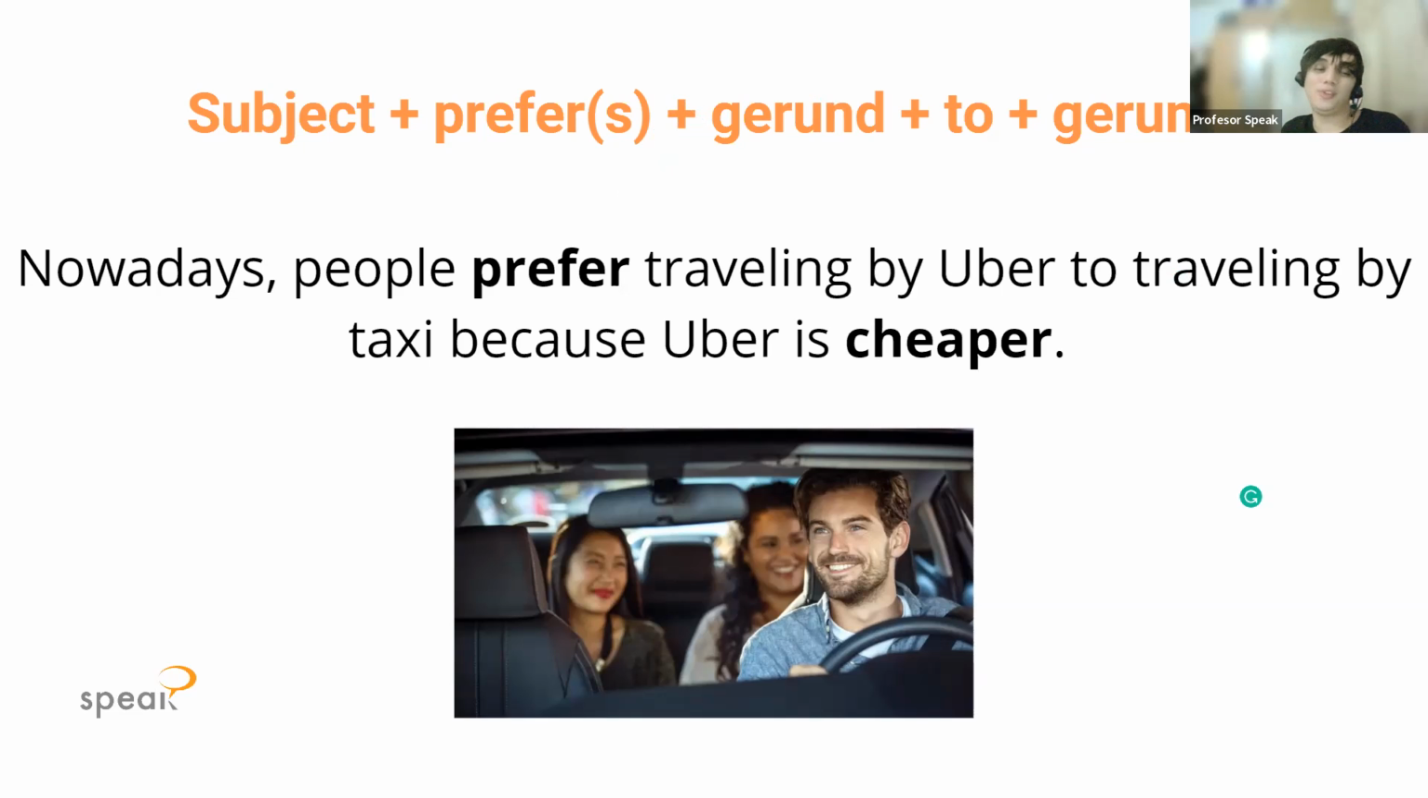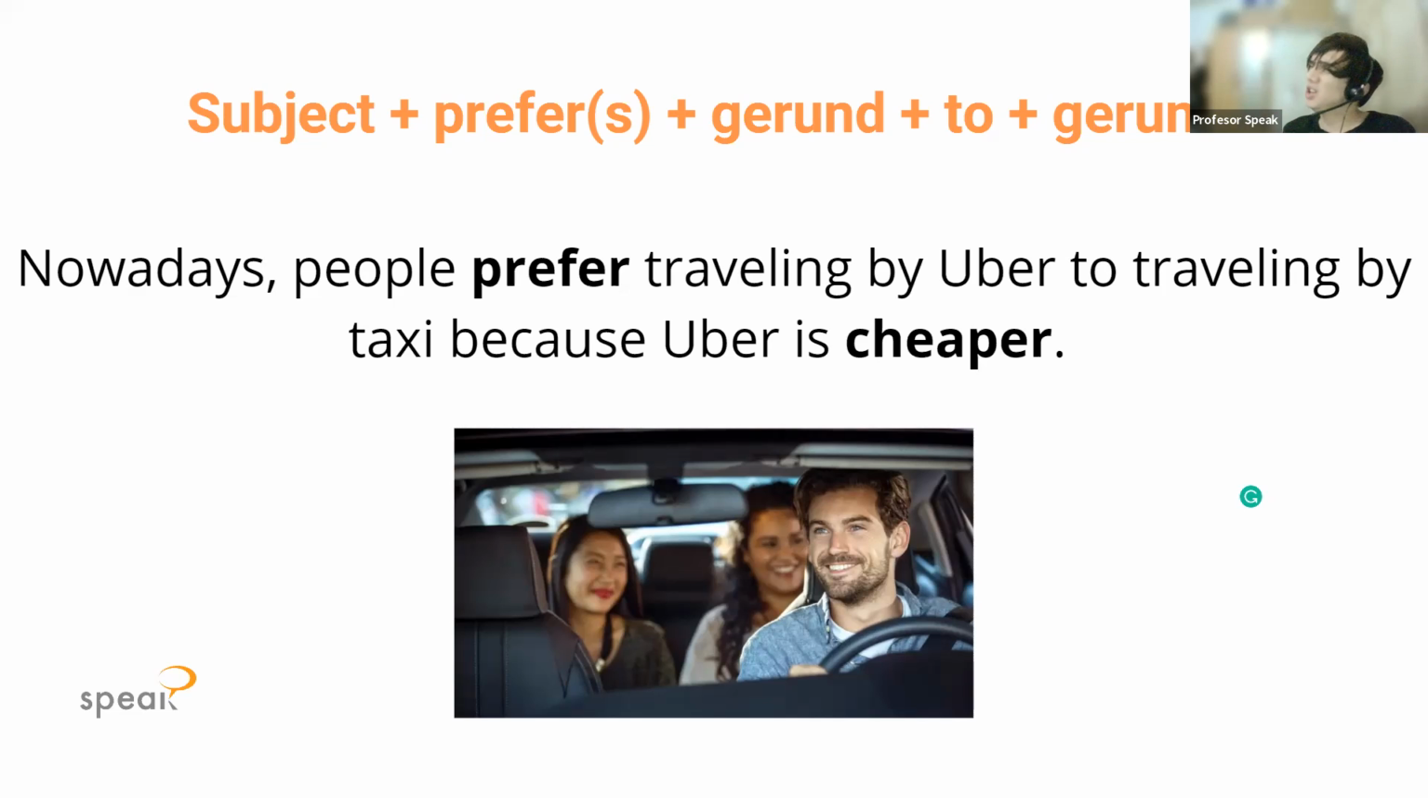So for example, if we say people prefer traveling by Uber because Uber is cheaper, that's totally fine. But in this case, it will be like a piece of information is missing there. So what are we comparing? What do you prefer? Do you prefer traveling by bus, traveling by train, by plane, whatever? People prefer traveling by Uber to traveling by taxi because Uber is cheaper. In this case, we are giving more information.